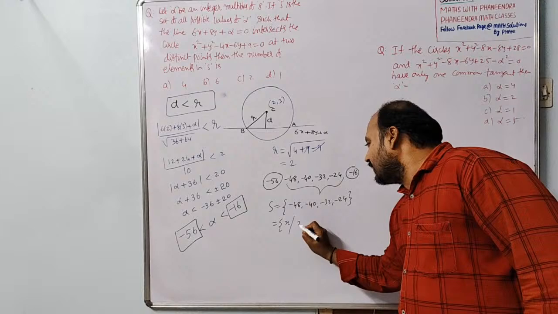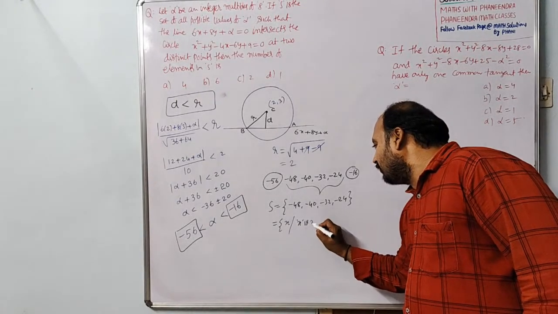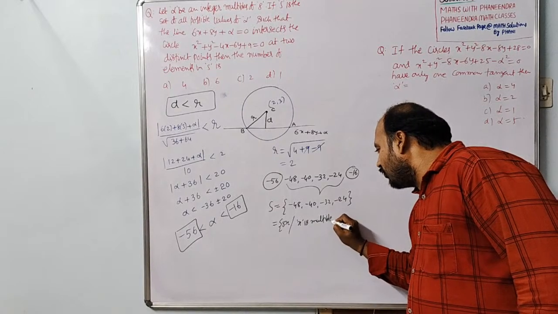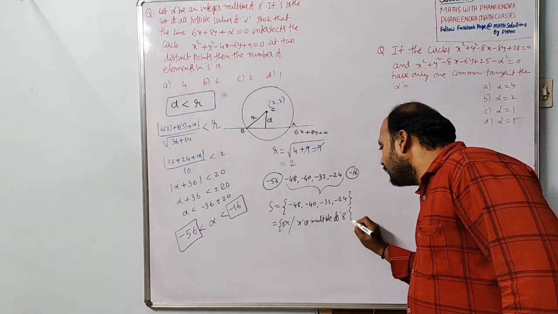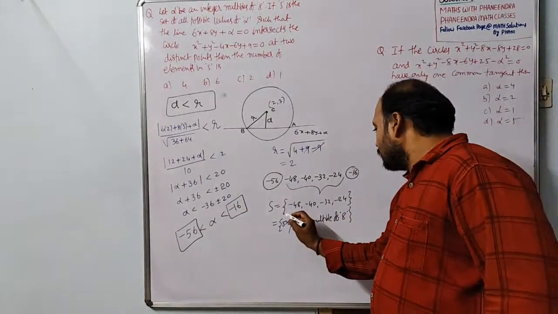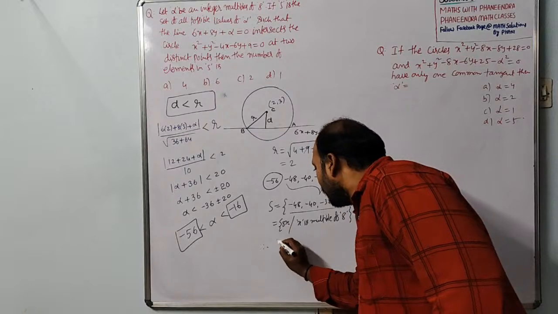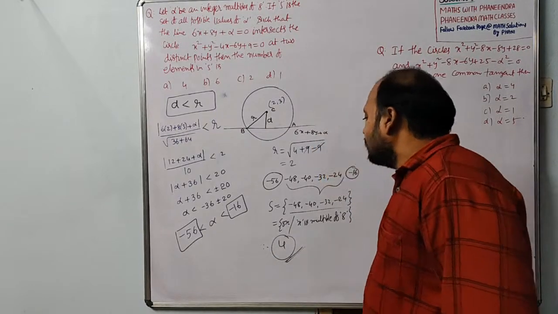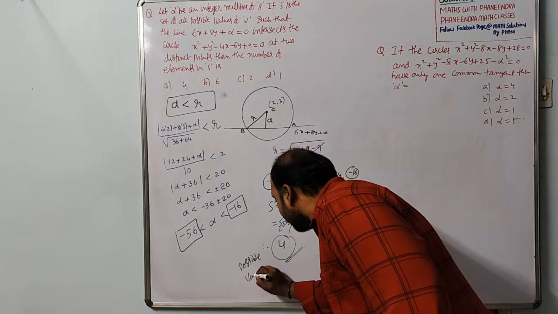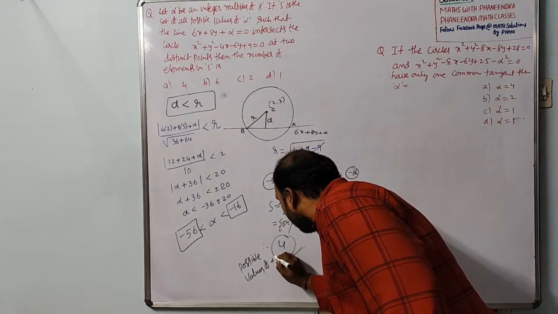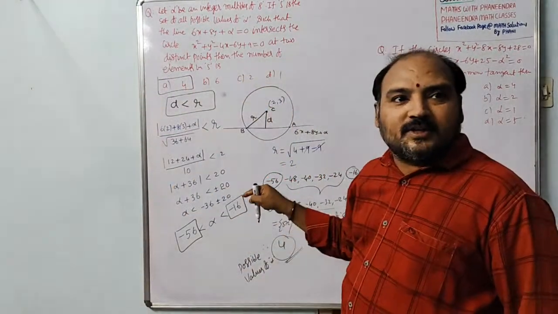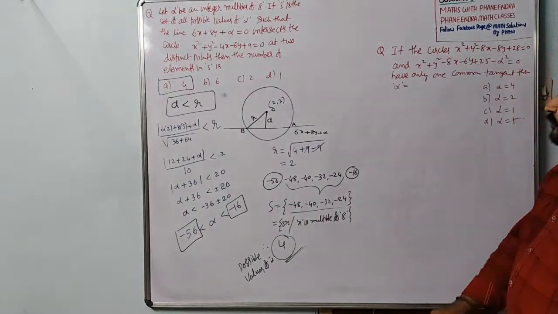Alpha is a multiple of 8, with the condition applied, greater than minus 56 and less than minus 16. So how many possibilities are there? Therefore 4 possibilities are there. The possible values of alpha are 4. I hope everyone understands, dear students. We'll move to another question here.